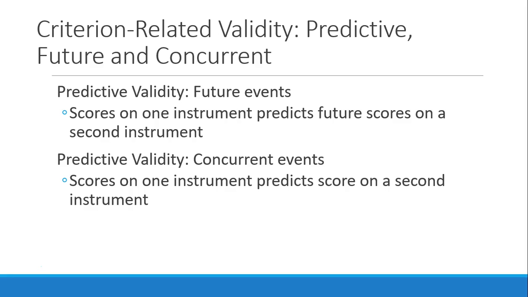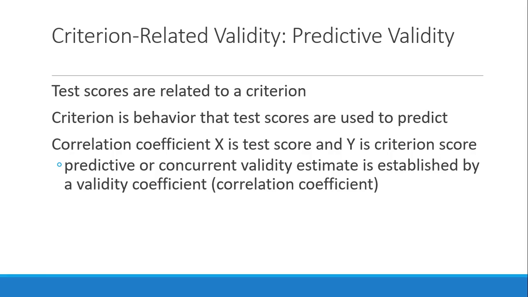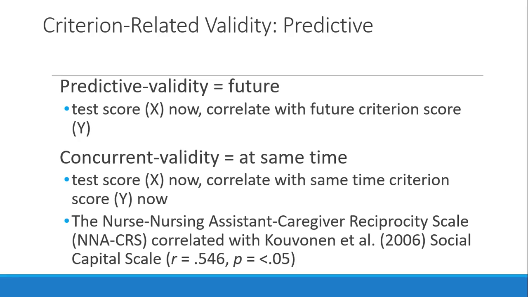Then there are also both predictive and concurrent validity, which are considered criterion-related validity. Predictive validity has to do with future events, and you can also look at predictive validity related to concurrent events. Essentially you talk about a criterion. That's the behavior that the test scores are used to predict. The coefficient X is the test score and the Y is the criterion score. What you have to do is look at the correlations between both measures. And predictive validity is a future measure.